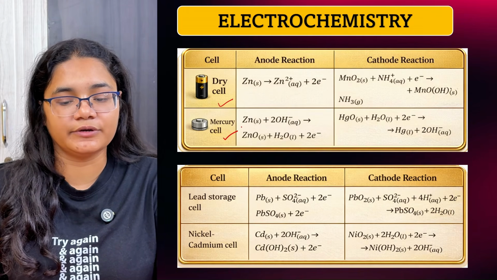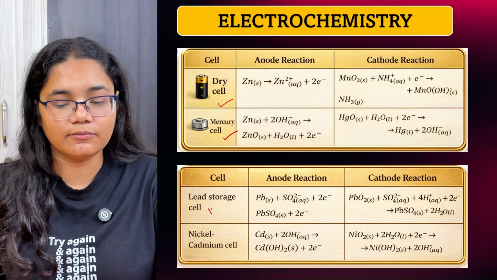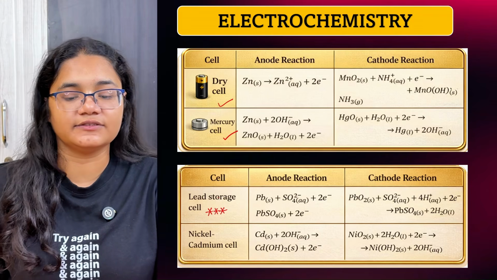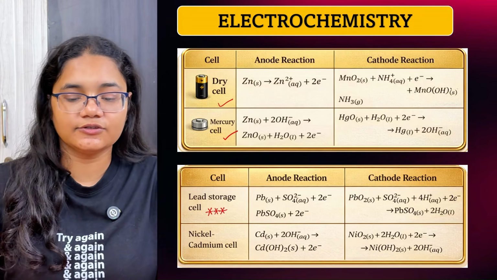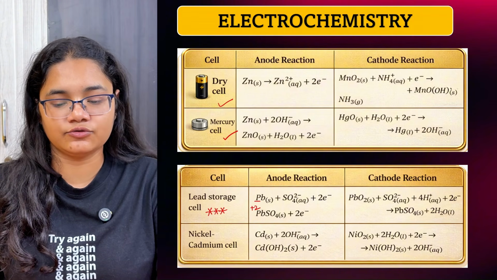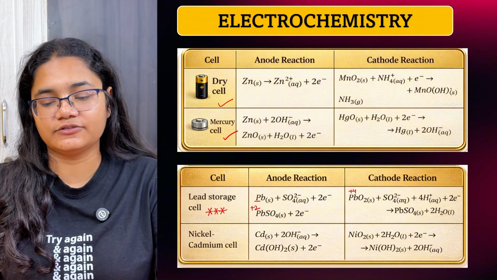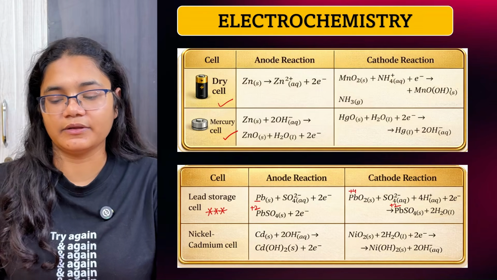So dry cell, mercury cell, these reactions are important, but the most important one which you have to remember is your lead storage battery reaction. In the anode reaction, lead gets oxidized to Pb2+, and here lead gets reduced from Pb4+ to Pb2+.